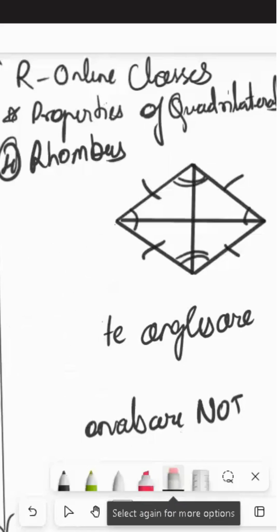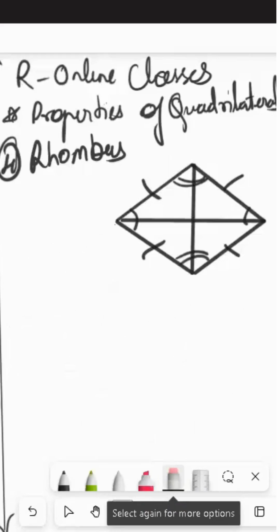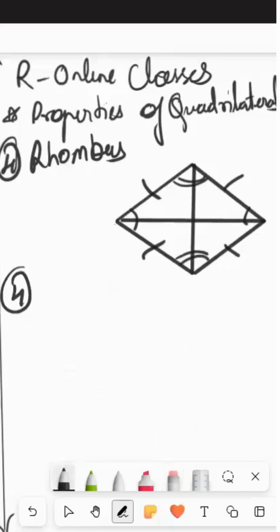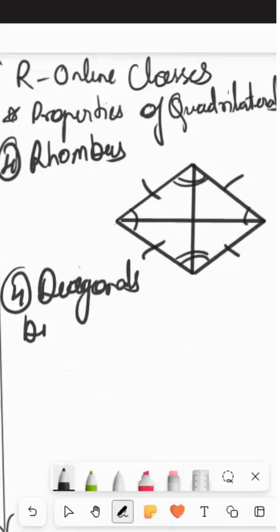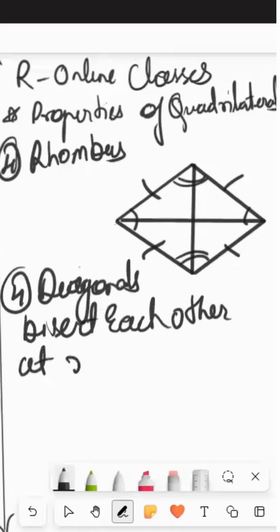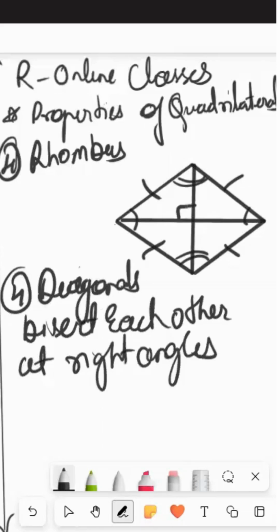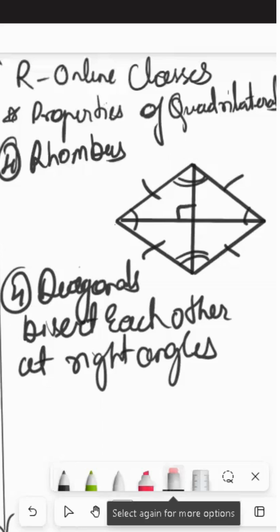The diagonals bisect each other at right angles. So that means you will get a lot of questions on this particular figure as well. So yeah, that's it. That's the rhombus for you. Let's go for another figure.